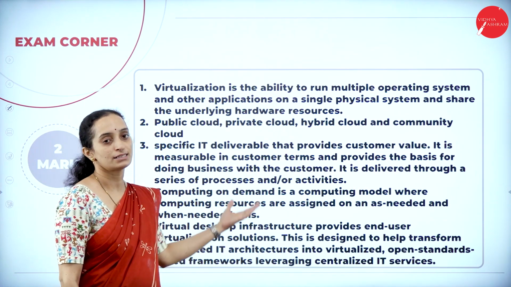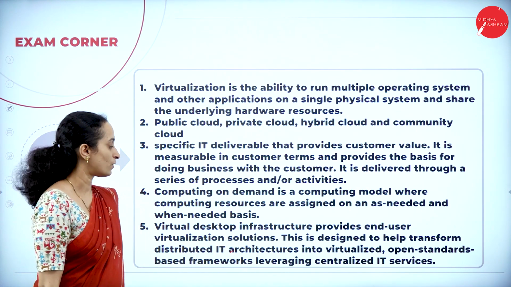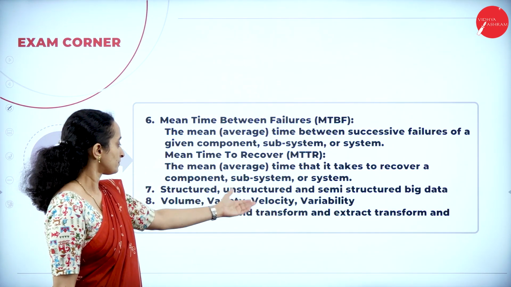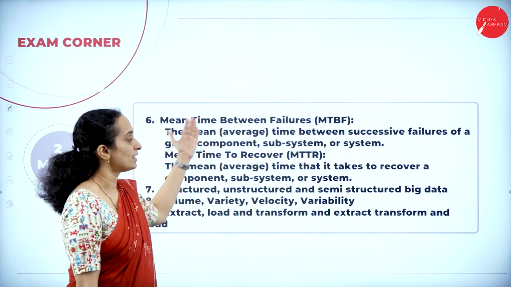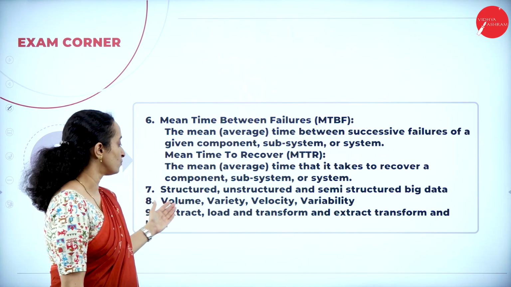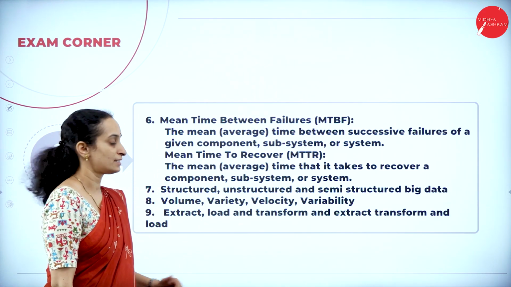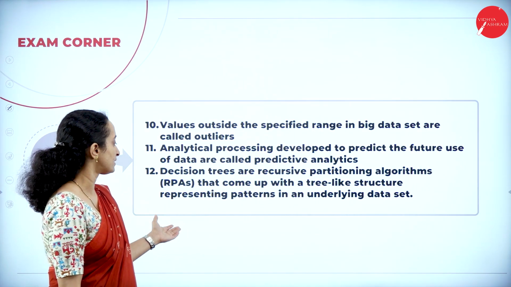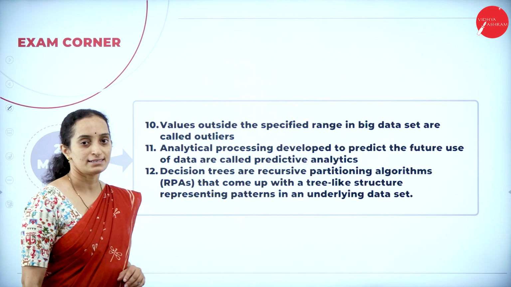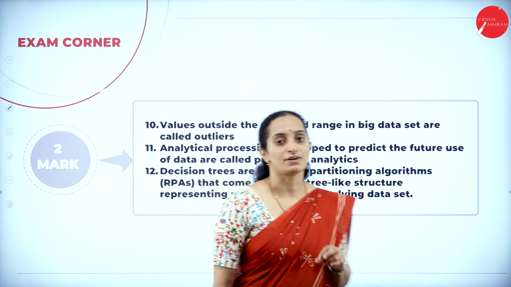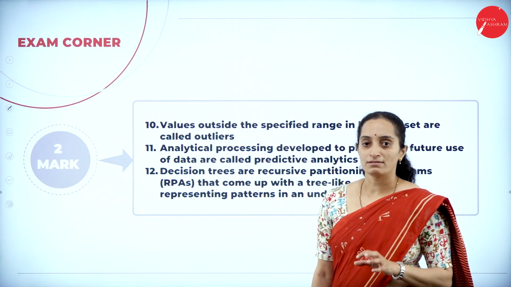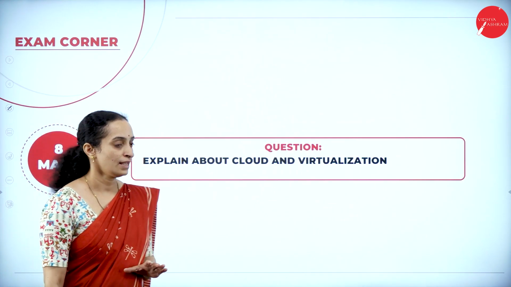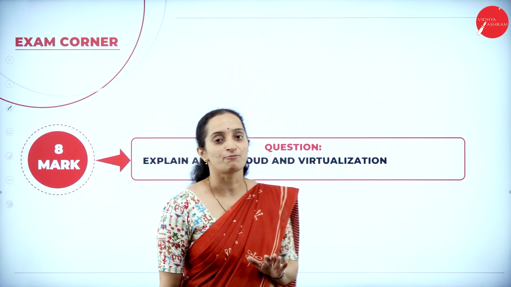So this is the answer you can give for the 12 questions like this. Okay. Mean time to recover, mean time between failures, what are the 4 V's, what is ETL and ELT, all these things have been answered. Okay. So this is for the first part, that is 12 possible questions. Now let's move on to the descriptive part.